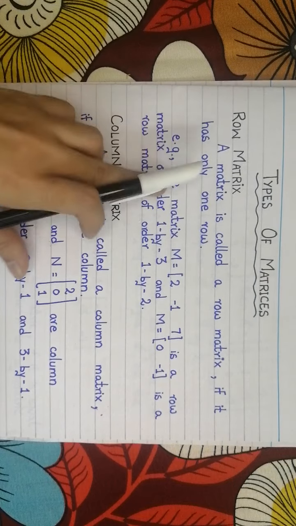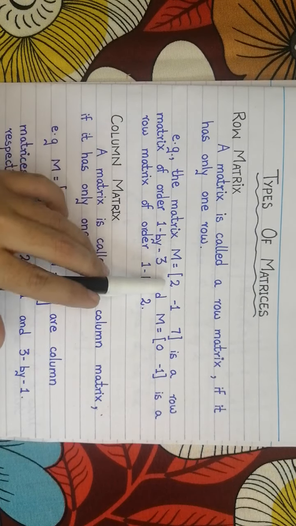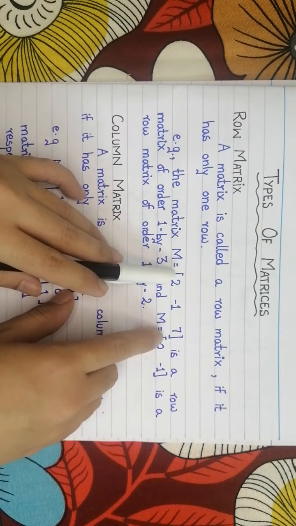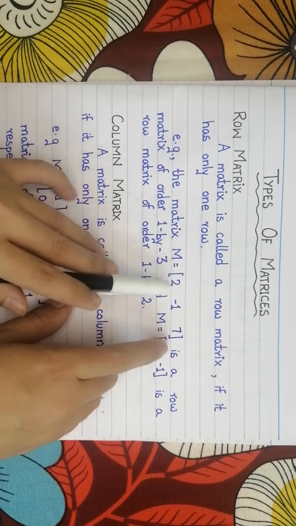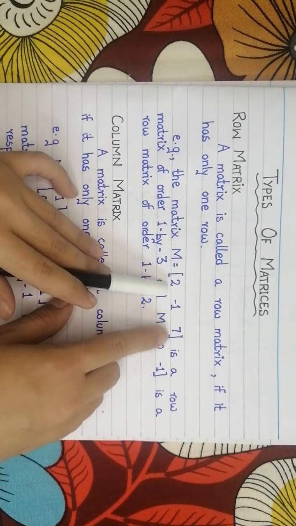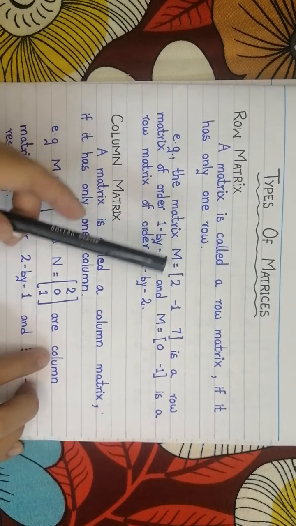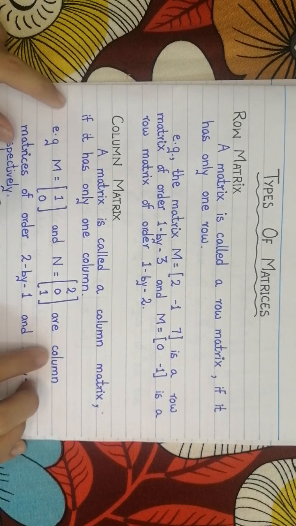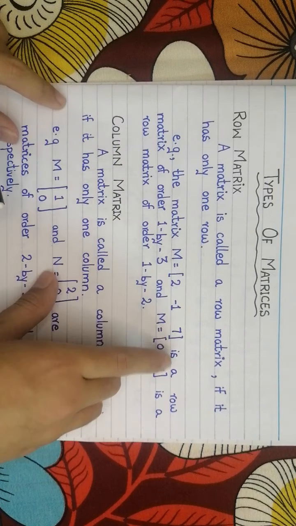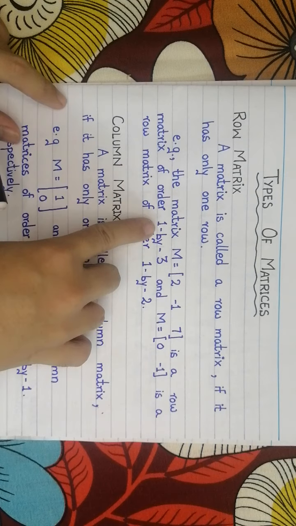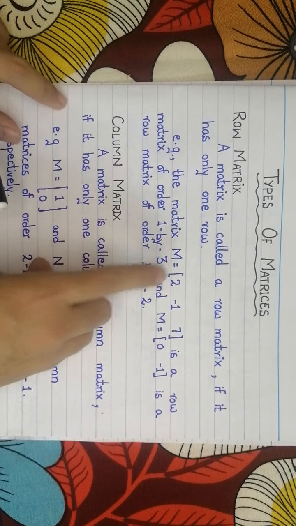For example, the matrix M is equal to [2 -1 7]. This is the way we can write the matrix. It is a row matrix of order... What is the order? First we have to see how many rows are there. One row and three columns. So its order is 1 by 3.